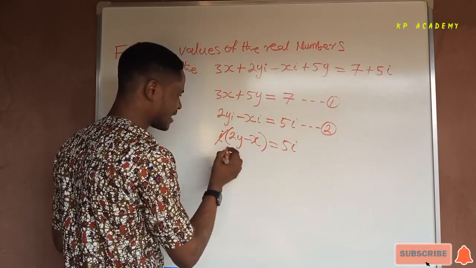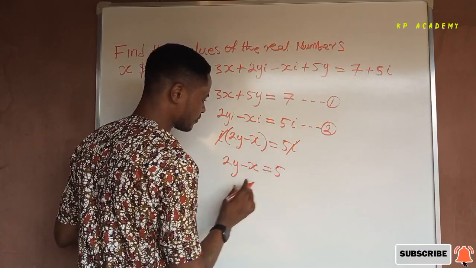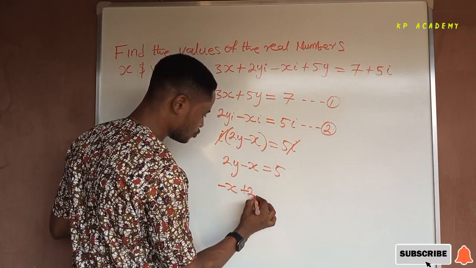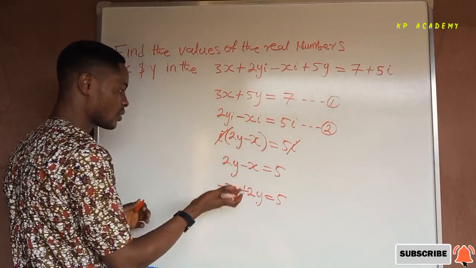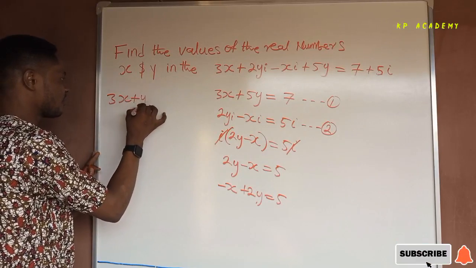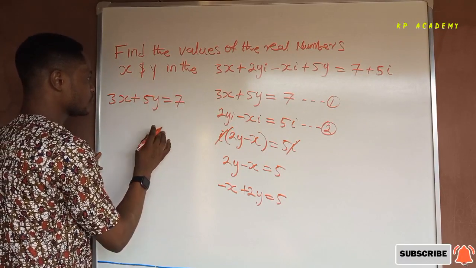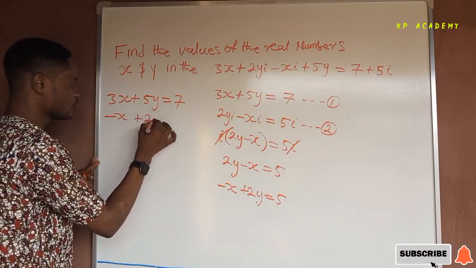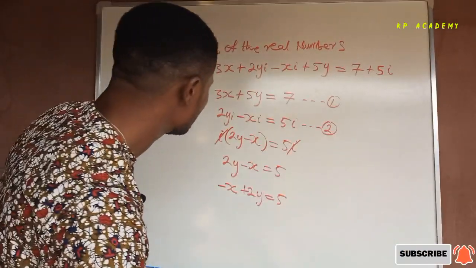So in this case, this i here can cancel out this i here, such that it will be 2y minus x equal to 5. Now, rearranging equation 2 further, we have minus x plus 2y equal to 5. We're rearranging it in a way to make more sense. Therefore, 3x plus 5y is equal to 7, which is our equation 1. Our equation 2 is minus x plus 2y is equal to 5. Now, we can comfortably solve simultaneously from here. Please do well to take down these notes, alright?